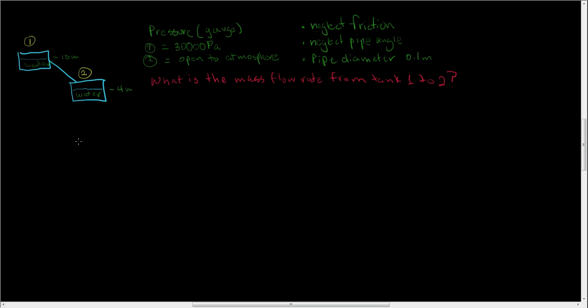Today we're going to do a simple energy balance problem, and what we want to find is the mass flow rate from tank 1 to tank 2. Now the conditions are that tank 1 is closed and under 30,000 pascal gauge pressure, and tank 2 is open to the atmosphere. We're neglecting the friction in the pipe, and we're also neglecting the pipe angle.